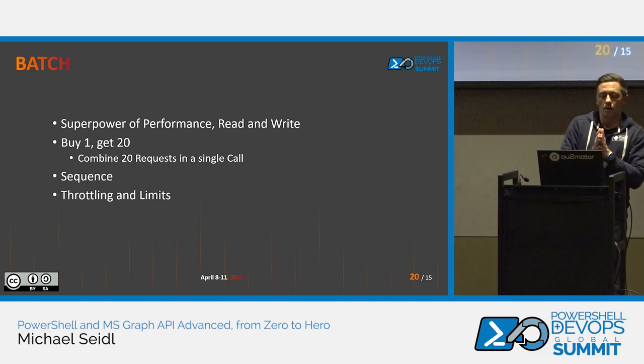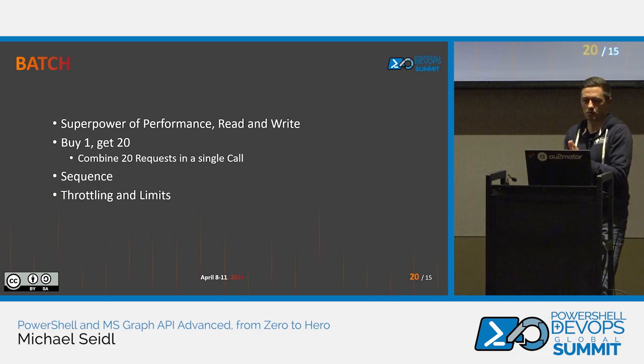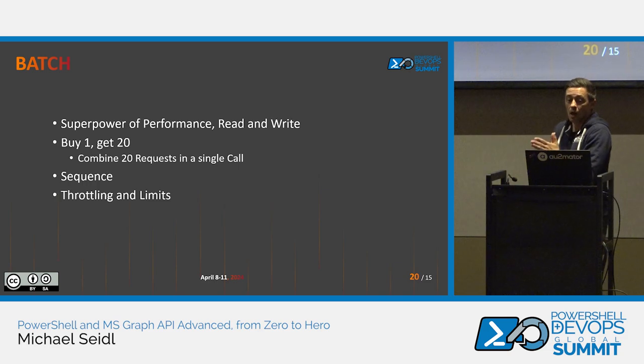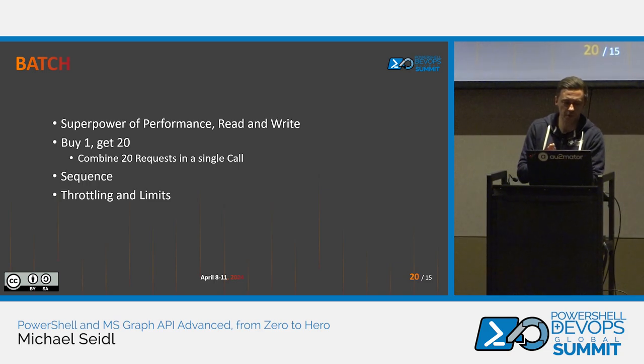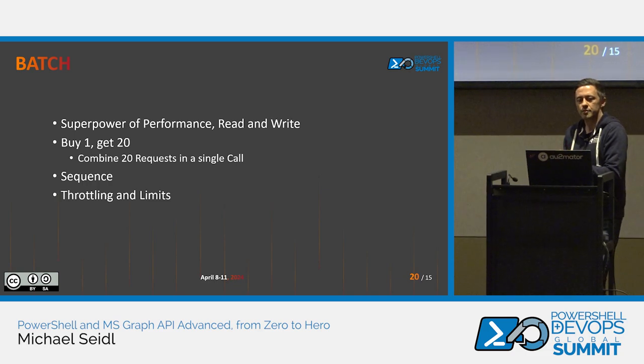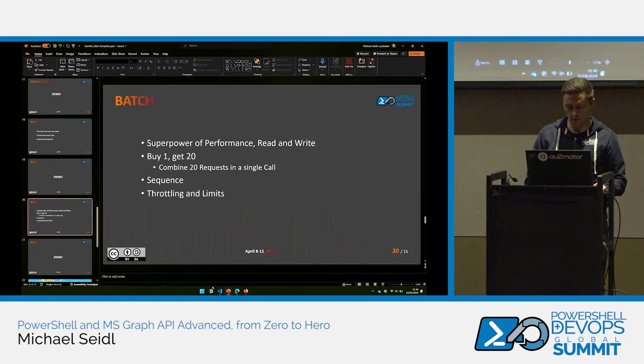And batching is not bypassing any throttling or limits for Graph API. So you still have to deal with the throttling and limits. I will not talk about that today because that can be a session for itself. There is documentation from Microsoft about limits and how many requests you can send, but not for today. That's too much. So, now we get to the fun part.